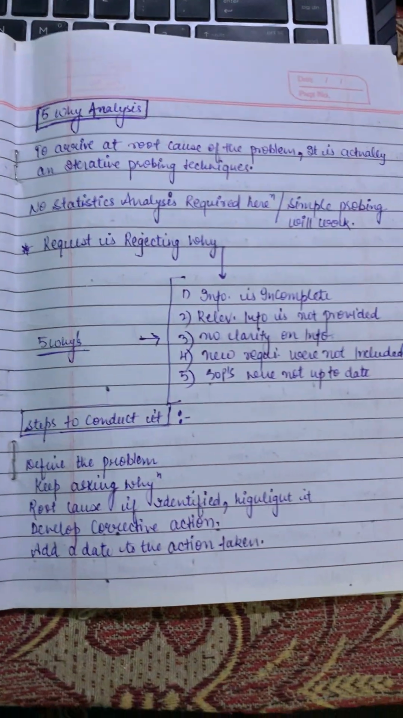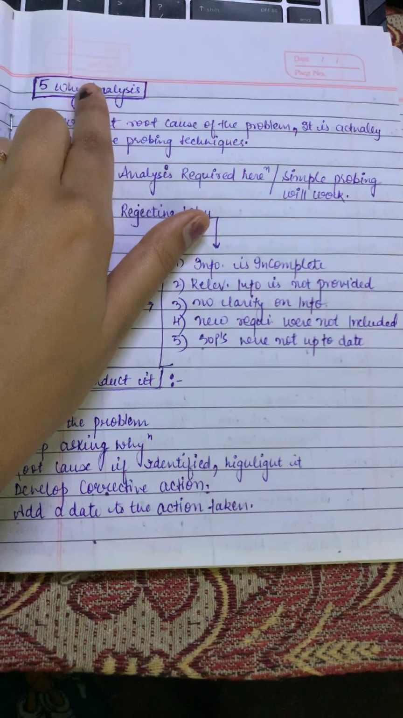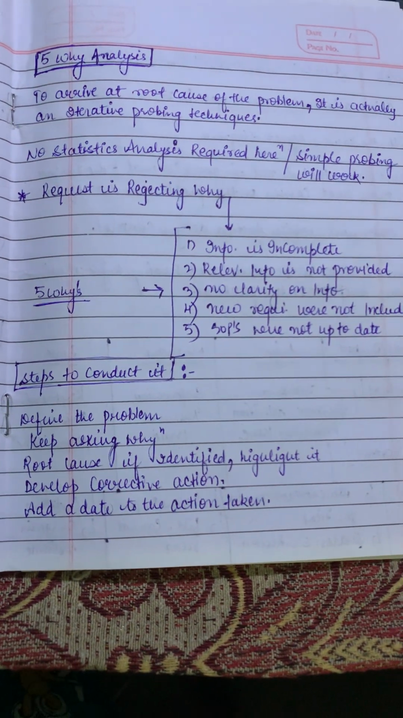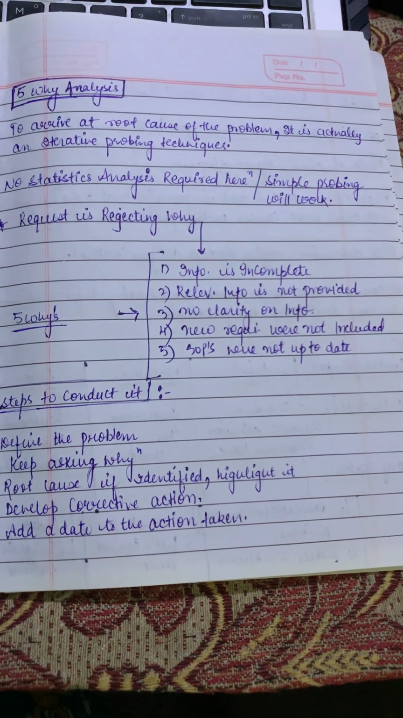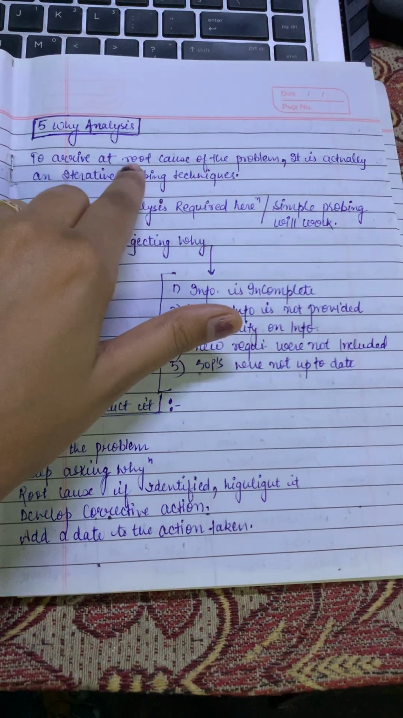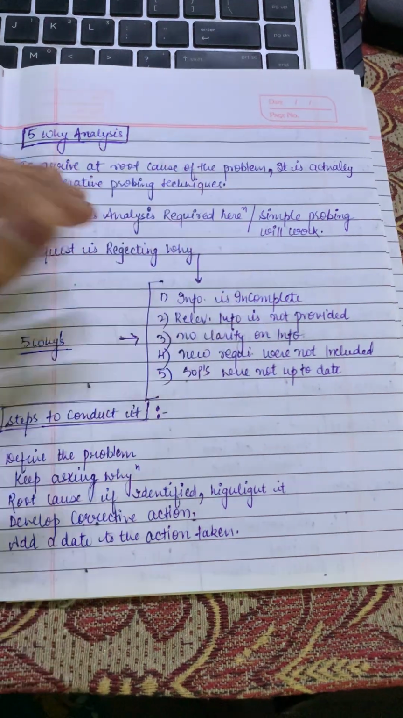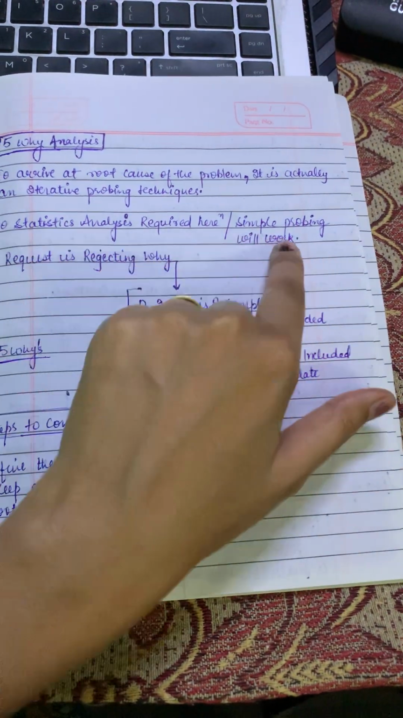Another one I want to draw your attention to is 5 Why analysis. As the name itself describes, to find the root cause of anything, we need to ask why it is happening five times. To arrive at the root cause of the problem, it is an iterative probing technique. Basically it's a questioning technique, nothing else. No statistical analysis is required here, simple probing will work.